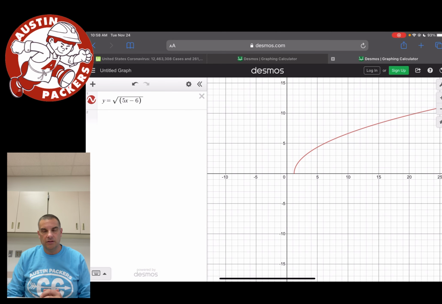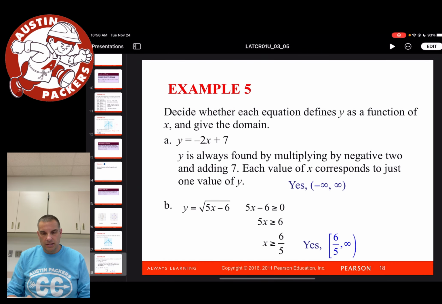If we do that vertical line test, notice that it never intersects it twice. So this is going to be a function. Okay, so yes, this is a function.